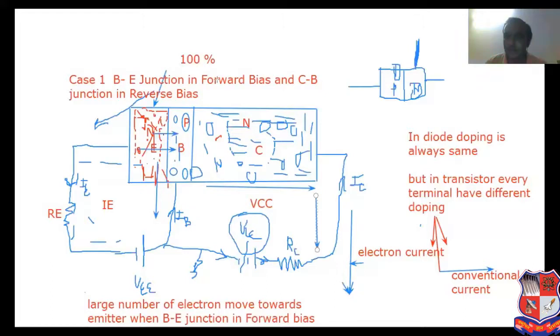That's why the final formula is IE equals IB plus IC. It is the fundamental equation of current. It is useful to establish the relationship between emitter current, base current, and collector current. So this is the entire explanation of NPN operation of a transistor.